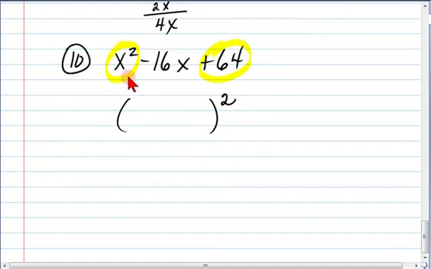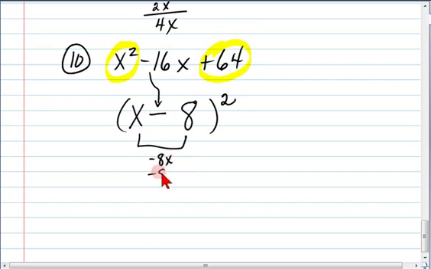What's the square root of x squared? What sign do I use? Negative, because it always comes from the middle term. What's the square root of 64? 8. I'm not convinced yet that I'm right until I multiply them for negative 8x, double it, and is that negative 16x?